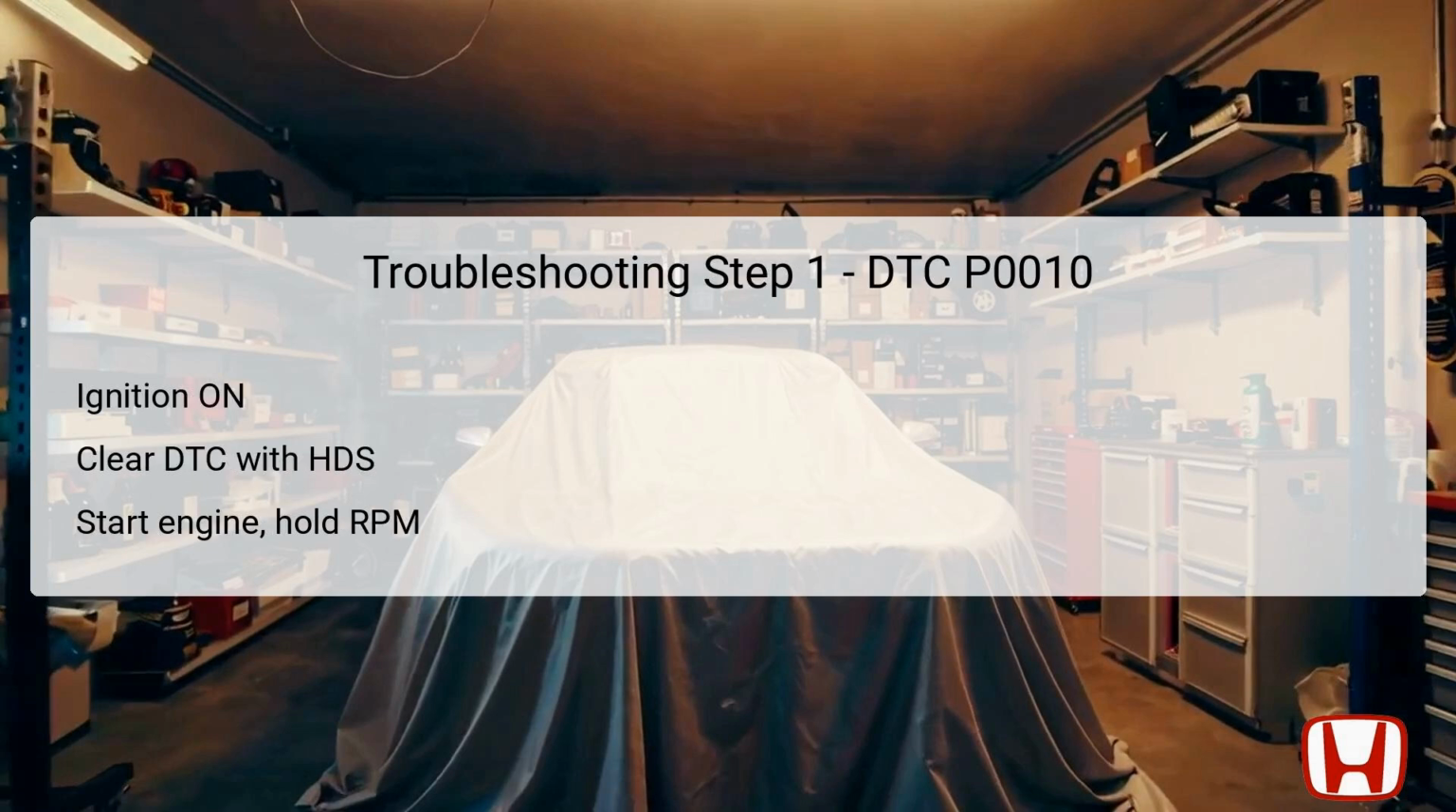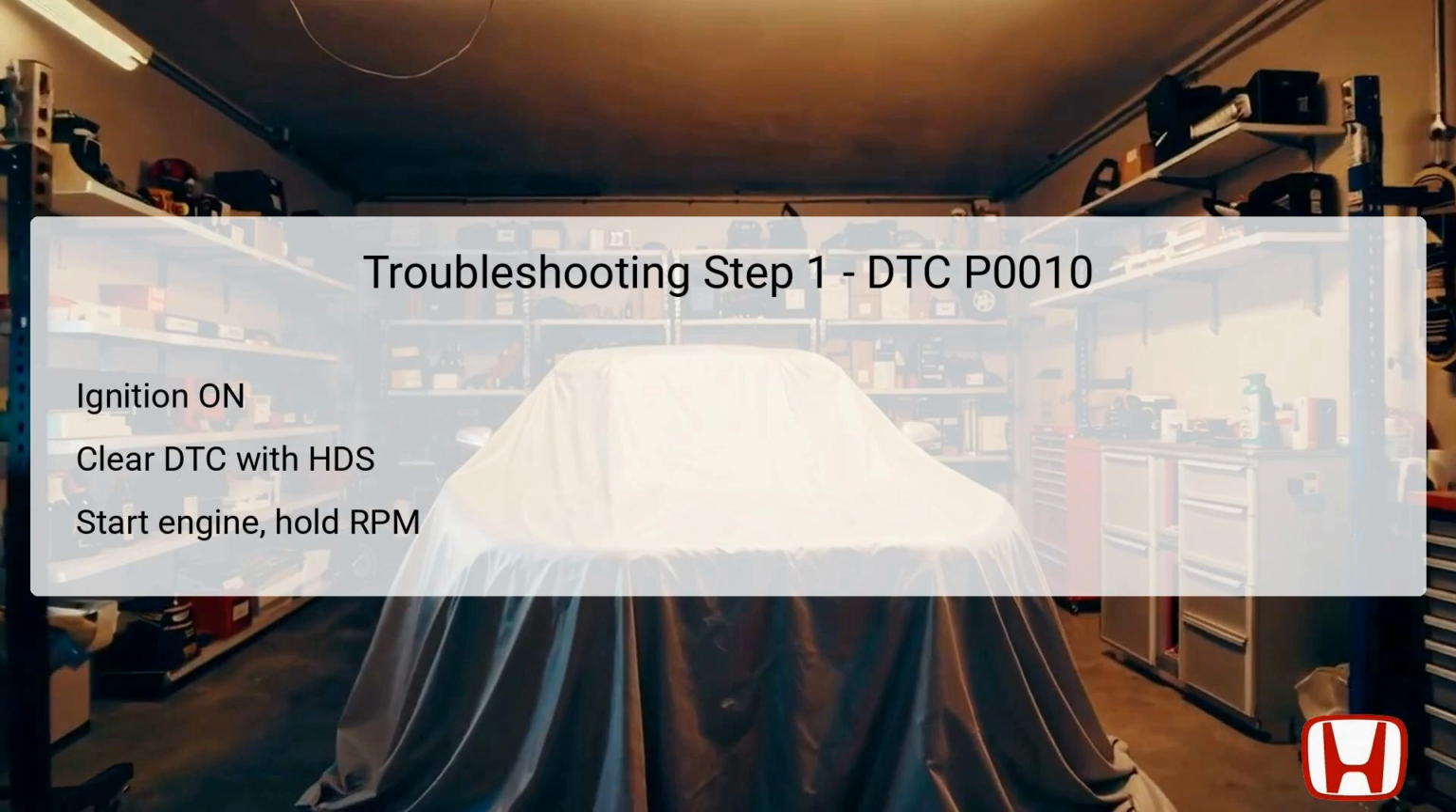For the first troubleshooting step associated with DTC P0010, begin by turning the ignition switch to the on position. This allows the car's diagnostic system to be activated without the engine running. Next, use the Honda Diagnostic System, HDS, to clear the current diagnostic trouble codes. This action provides a clean slate for testing.